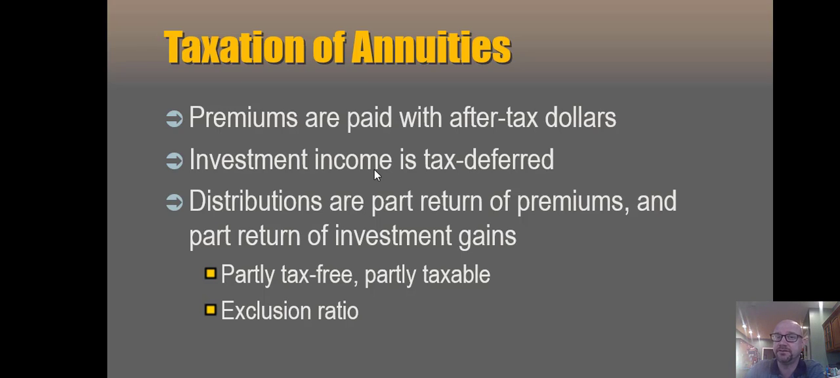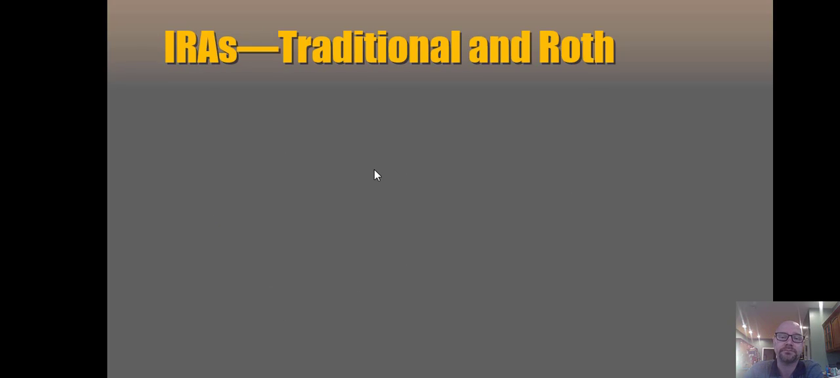I do expect you to understand the idea that part of it represents money that's already been taxed. Part of it represents money that has not been taxed. And so part of your payments are going to be taxed when you are involved with an annuity scenario.